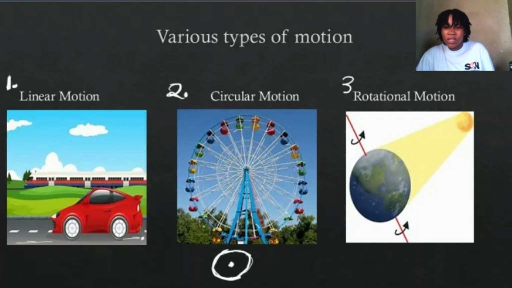You could also see we have another form called rotational motion. For rotational motion, the body is moving along its axis. So the body, let's say this pen, is moving along its axis like this. It's rotating. See that the pen is rotating. That's an example of rotational motion.